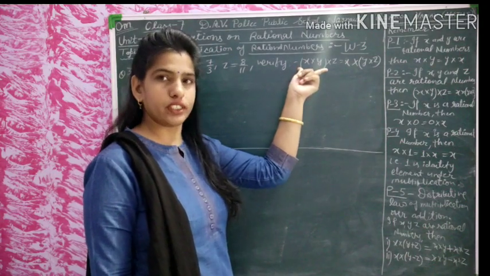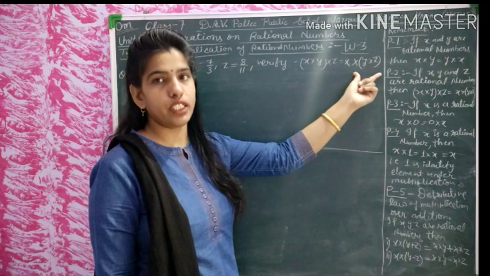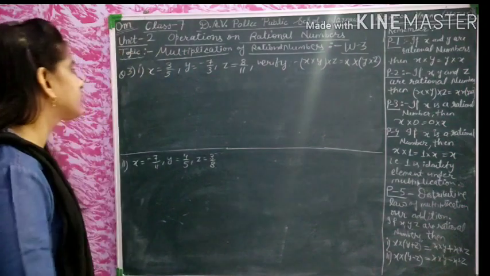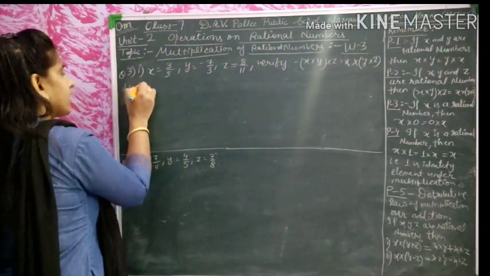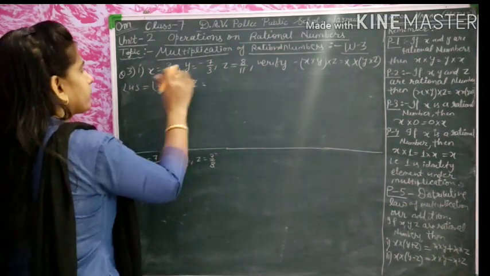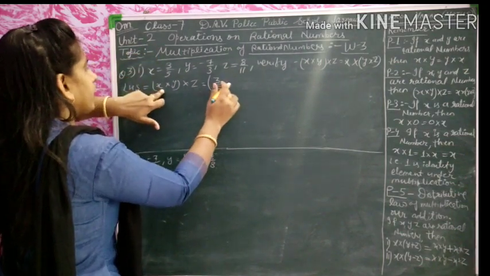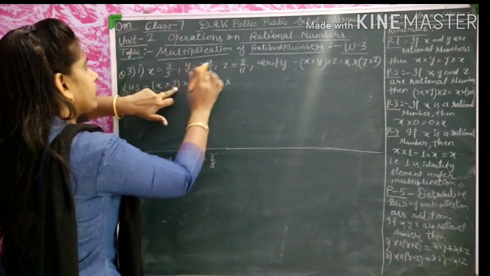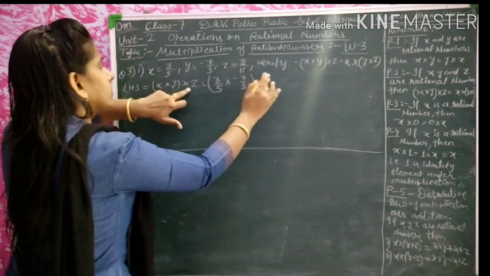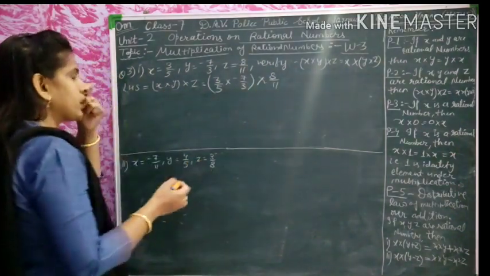In one grouping we have to solve first x into y. And in the other grouping, we have to solve first y into z, and then the answer is multiplied by x. Now students, let's see. Let's take the LHS side, that is x into y into z. What is x here? That is 3 by 5. This bracket starts, x is there, into y, minus 7 by 3, and bracket closed, into z. What is z here? 8 by 11.